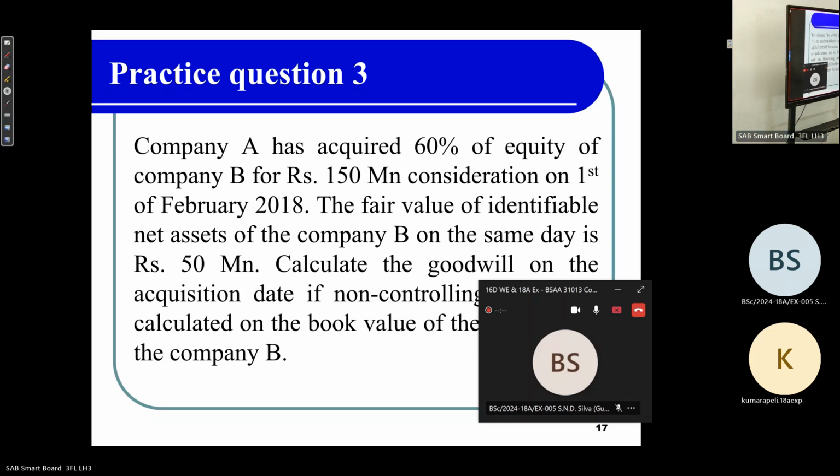Right. I need to know the goodwill. Company A has acquired 60% of equity of company B.